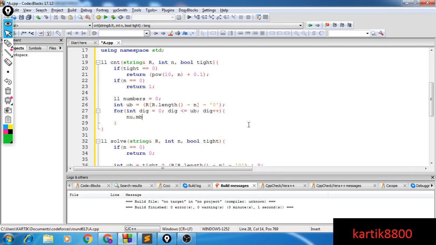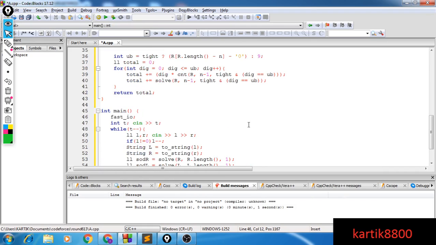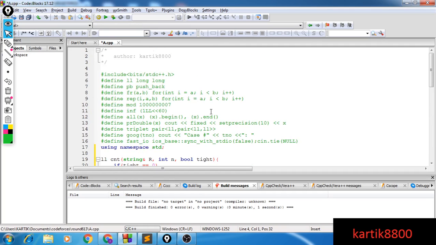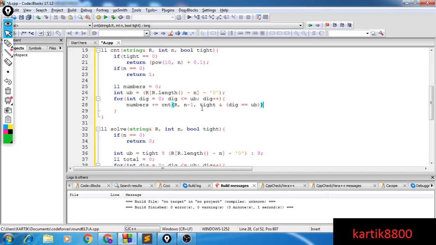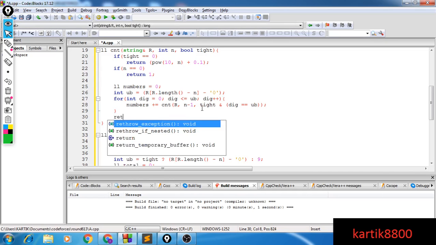And I'll be like, okay, numbers plus equal to, what is the count of numbers having n-1 digits, and tight again varies the same way. Do I need to give regard to r or not? Depends upon what digit I place at this particular position. And finally we can return the count of numbers. We're done.